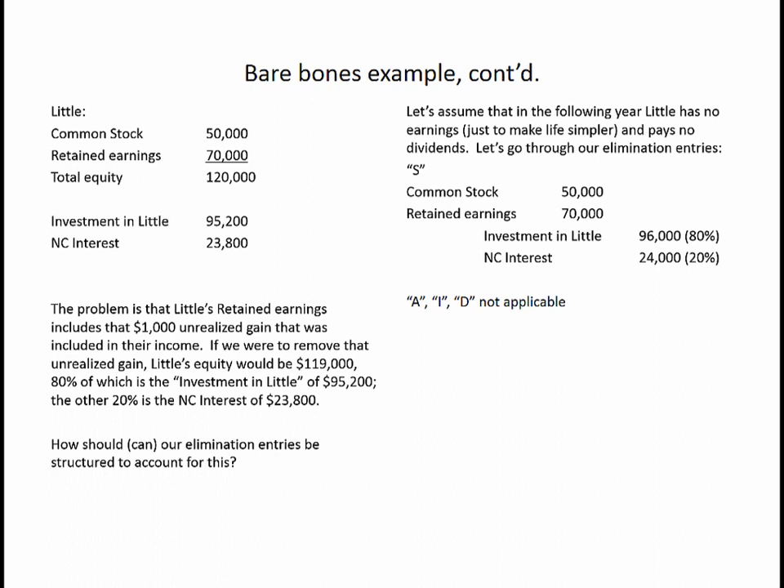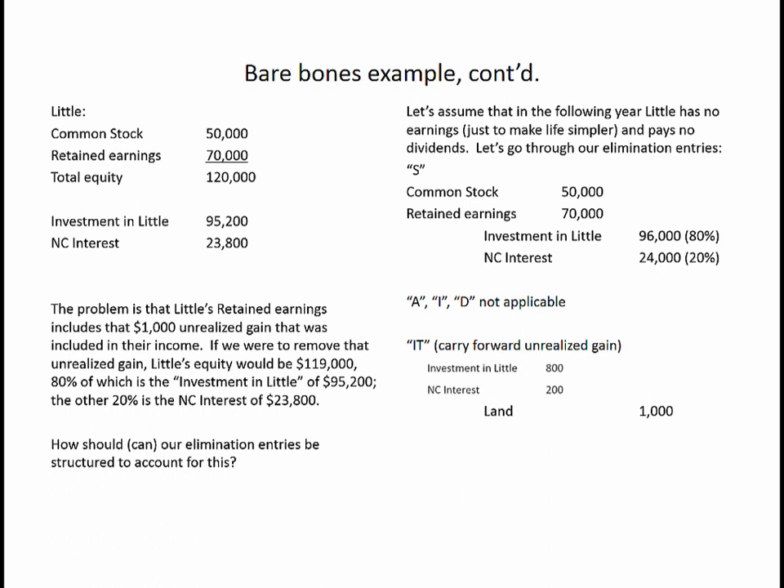We continue with our elimination entries, the A, the I, the D, not applicable. Now we need to carry forward that unrealized gain on the intercompany transaction. And again, we know we have to reduce the land. The land is on Big's books at $11,000, the true cost is $10,000, so we have to write it down by $1,000 again. And we're going to have to do that every year for as long as this land is owned, because although we're reducing it on the consolidated balance sheet, we're not actually reducing it on Big's ledger.